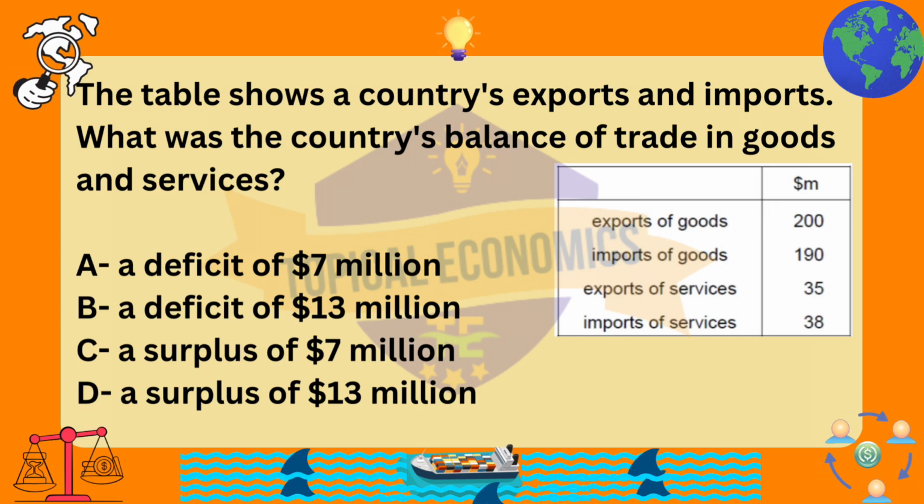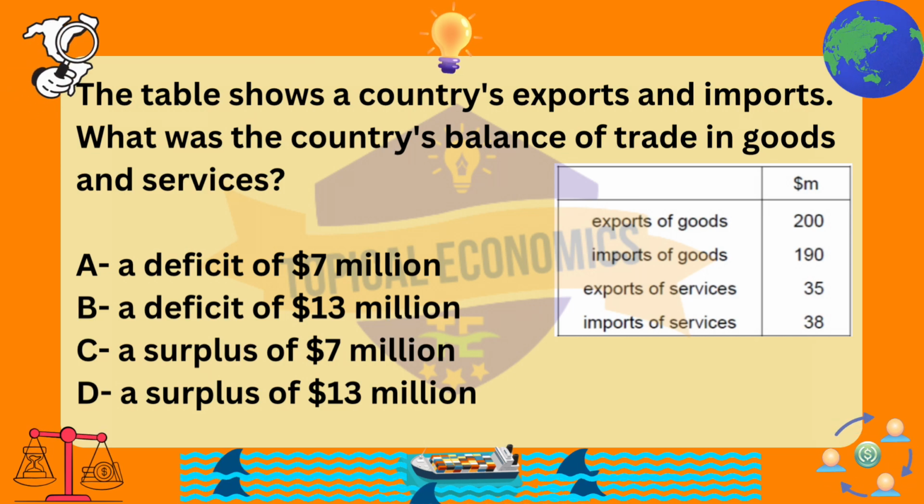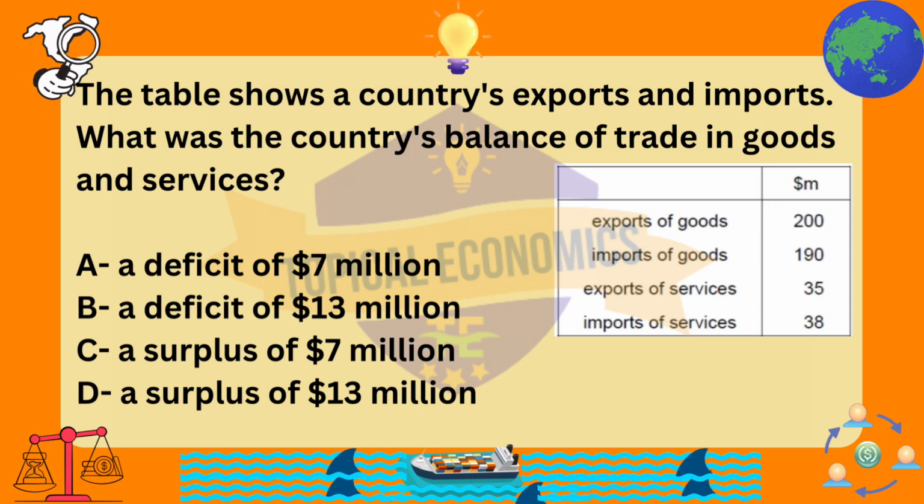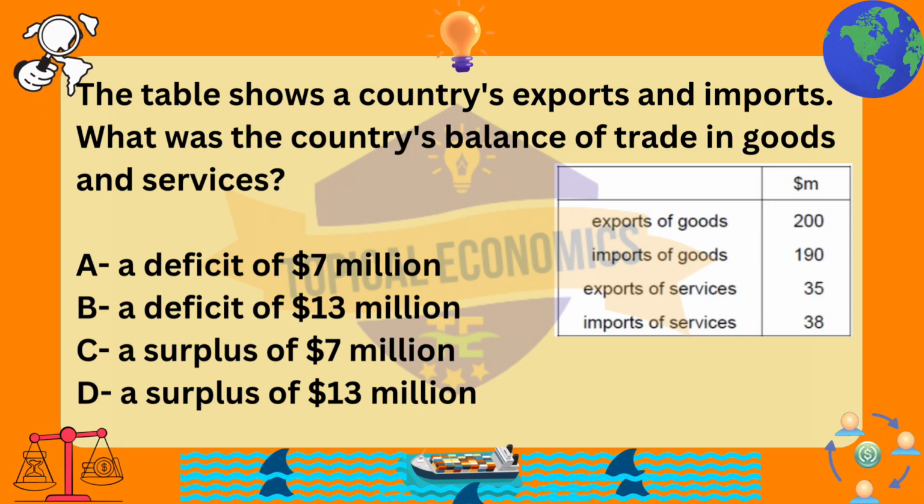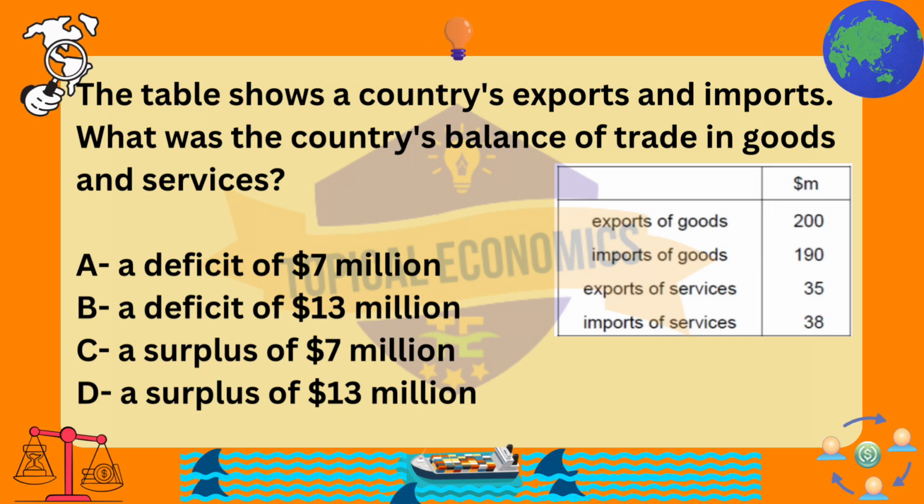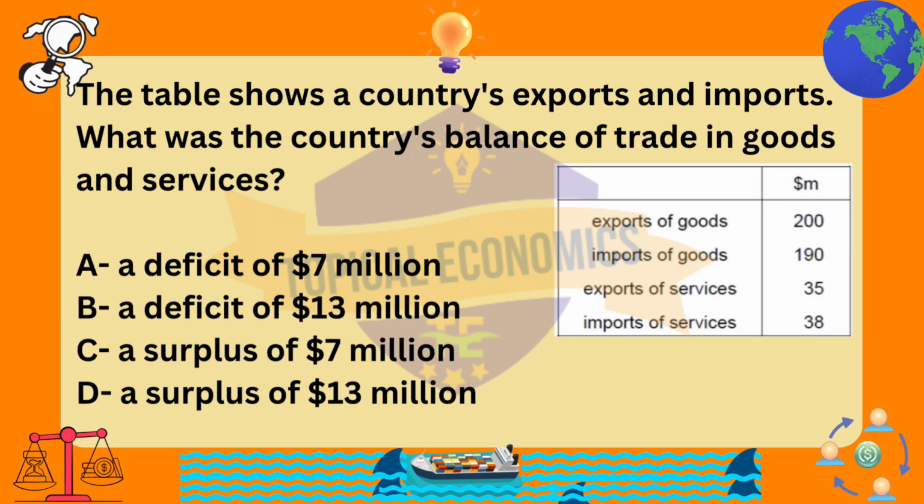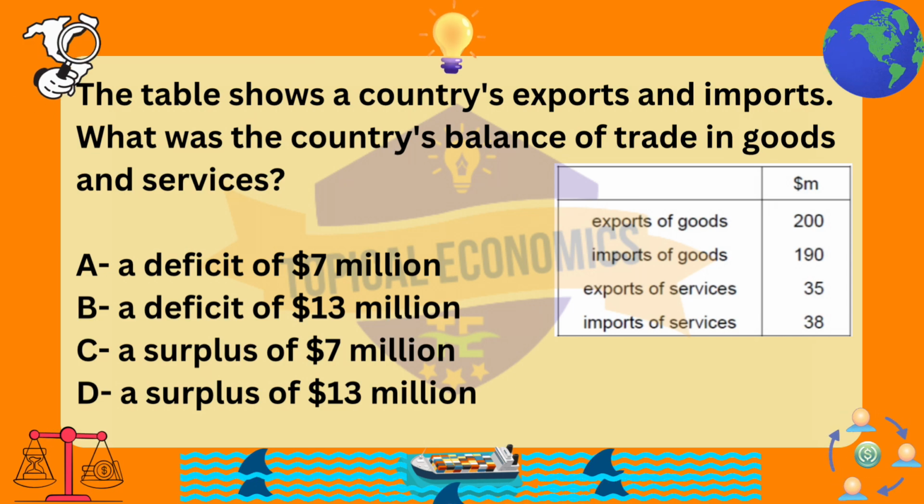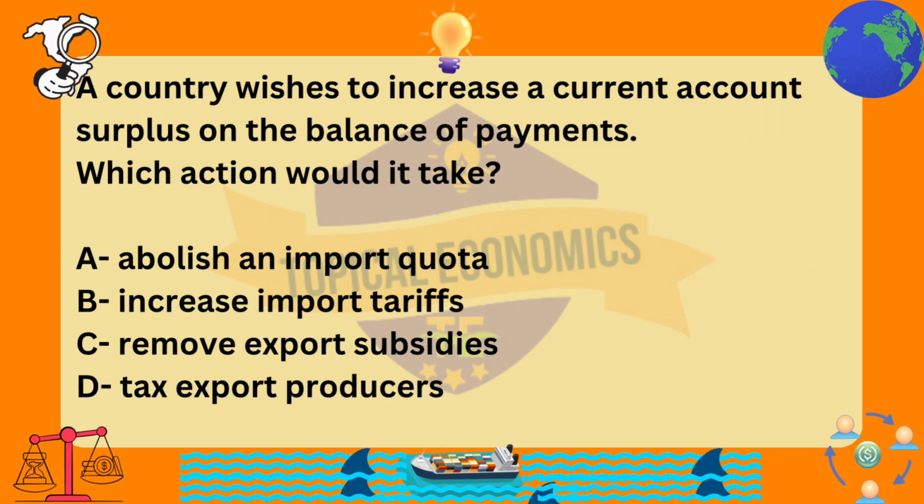When we combine the two balances, the country has a $10 million surplus in goods but a $3 million deficit in services, giving an overall $7 million surplus in the balance of trade for goods and services. Therefore, the correct answer is C, a surplus of $7 million. Moving to the 11th question.